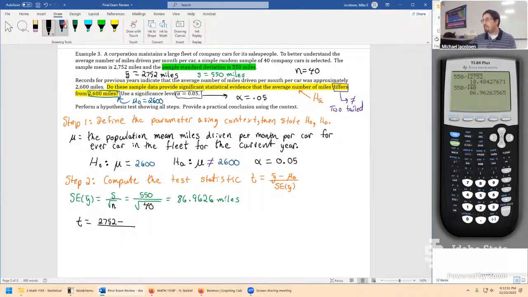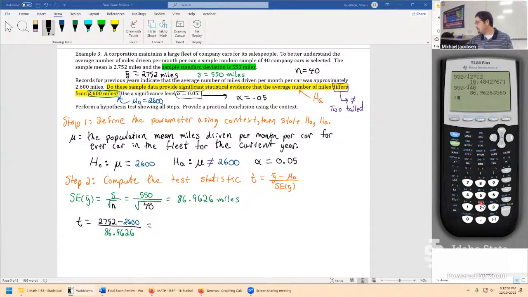Subtract. Formula says use mu naught next. That's the hypothesized value, the value to be tested, 2600. You could also spot it. It's going to be the same value in the null and alternative hypothesis every time. Divide by the standard error, 86.9626. And now we just about have that test statistic.